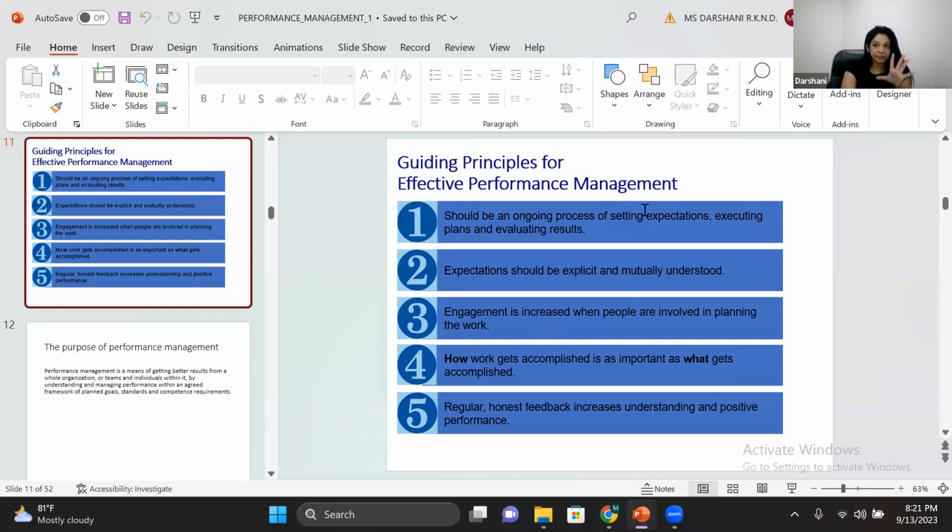So now we have set the plan. Now remember all these things. That is why I am stopping at important points and focusing on them, because these things relate to the other sessions as well, right? So the first one, we set the plan and we execute the plan and evaluate the results, and we express to our employees what we expect from them. Then we can create a very good mutual understanding. Then engagement is increased when people are involved in planning the work. That is a very important principle.